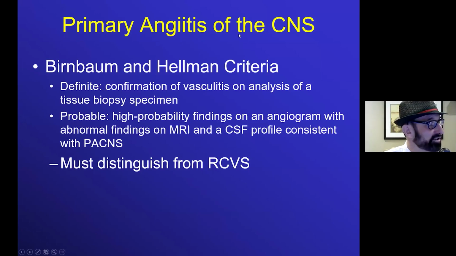But primary angiitis of the CNS, and you'll see it as PACNS, has specific criteria, which include confirmation, obviously, on a tissue biopsy, but high probability is with abnormal findings on angiograms or on the MRI or a CSF profile consistent with it. This is distinguishable from the RCVS by the symptomatology not usually presenting with a thunderclap headache, for example, and also the vascular findings that we'll see momentarily on our black blood imaging.